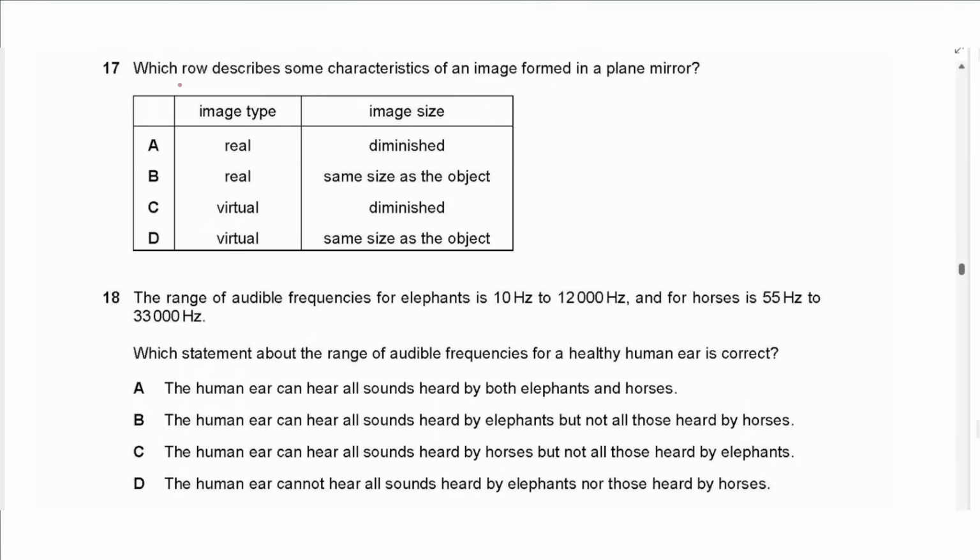Question 17 says, which row describes some characteristics of an image formed in a plane mirror? In a plane mirror, the image is virtual, not real, and it is the same size as the object, not diminished, not enlarged, so the answer is D.